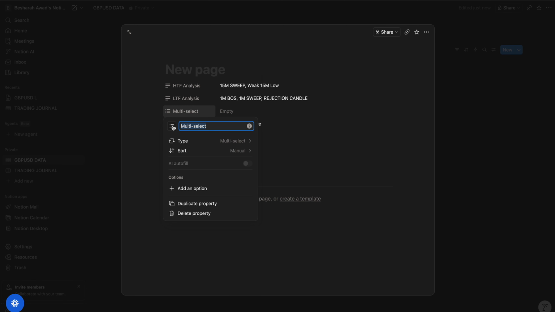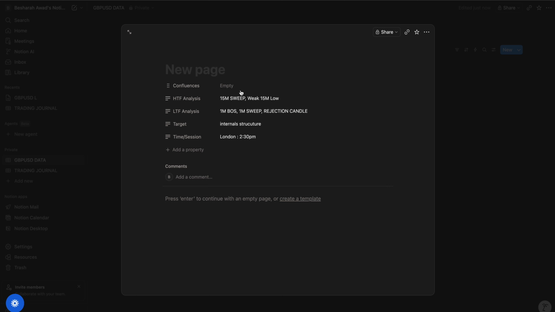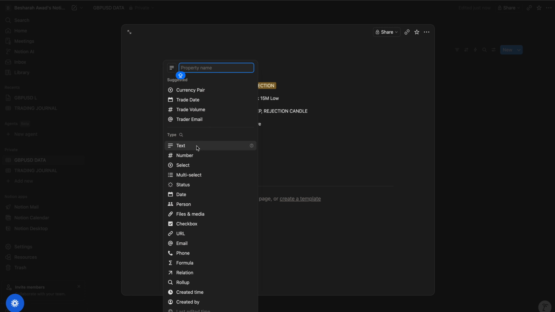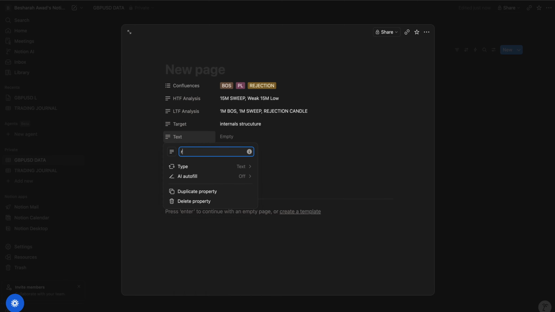So you can have confluences. And then you can add stuff like break of structure, and you add it. And then protected low, you add it. Rejection, you add it. Which is good because then you can come across all your trades and see what's a common factor. Then you're going to make one for RR, risk to reward. So let's say you did 3.5 RR.